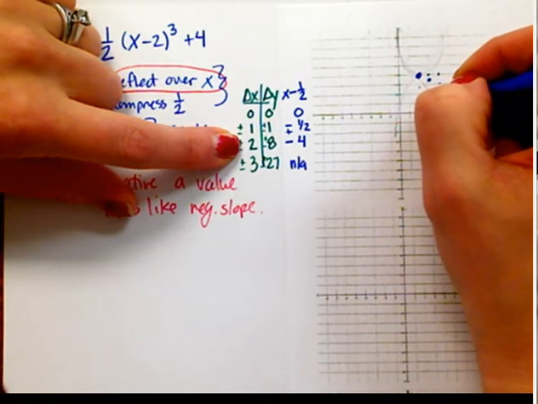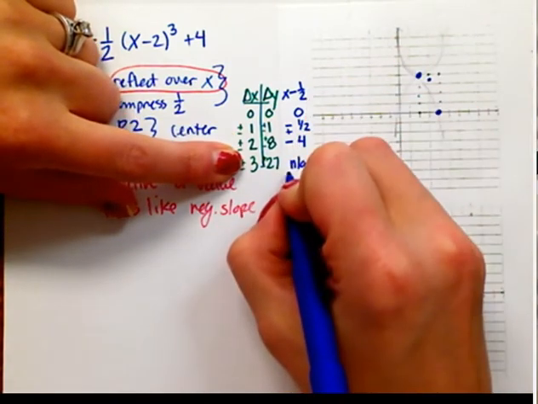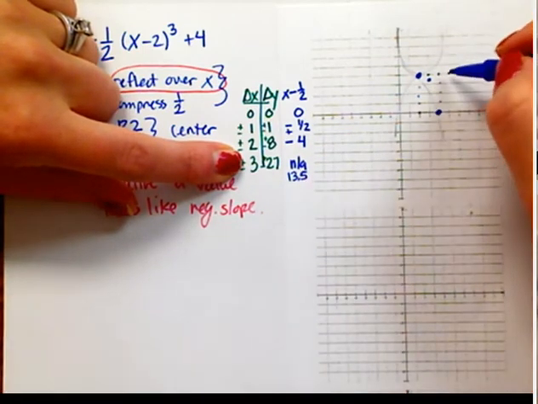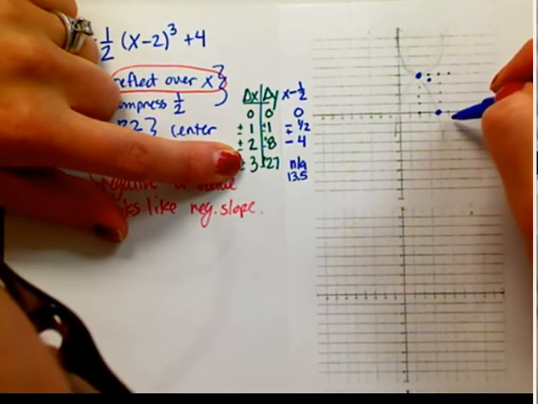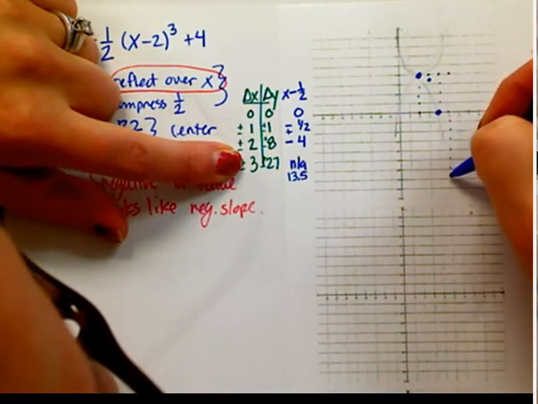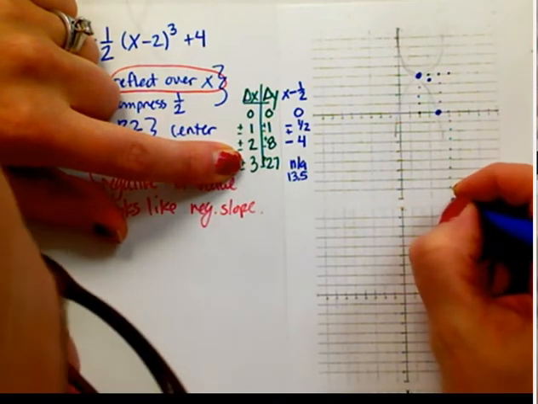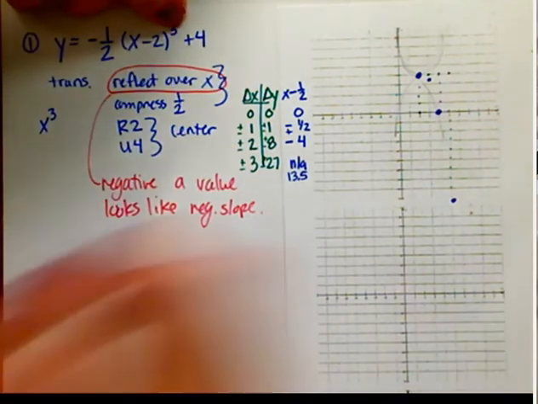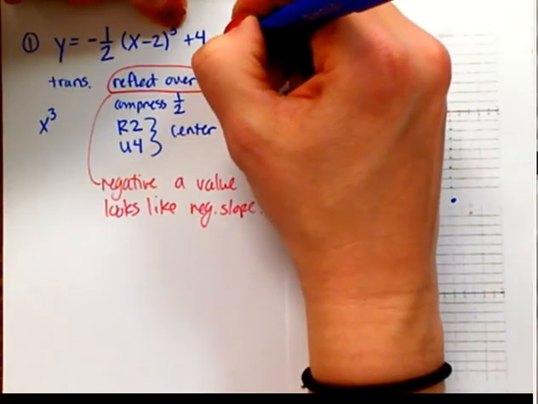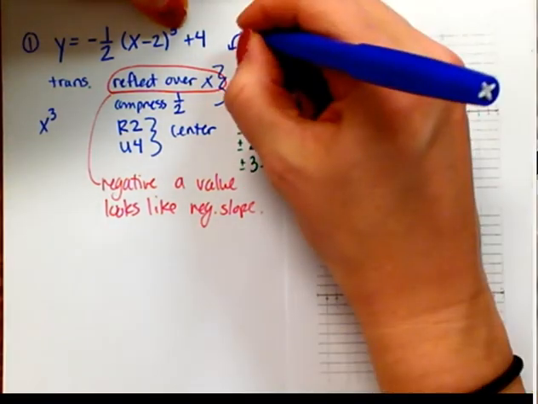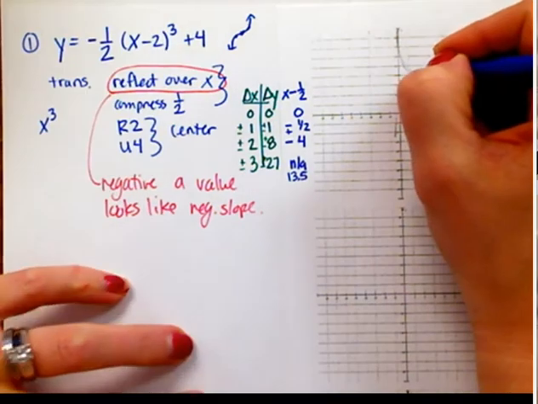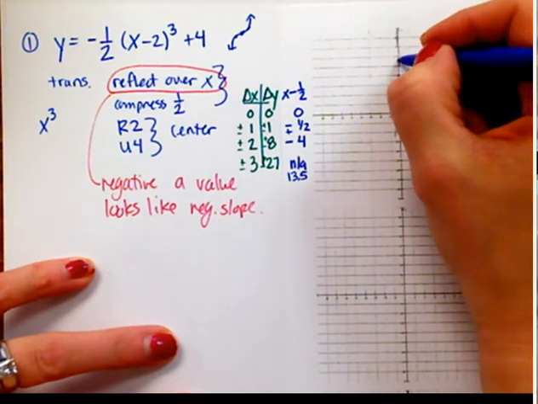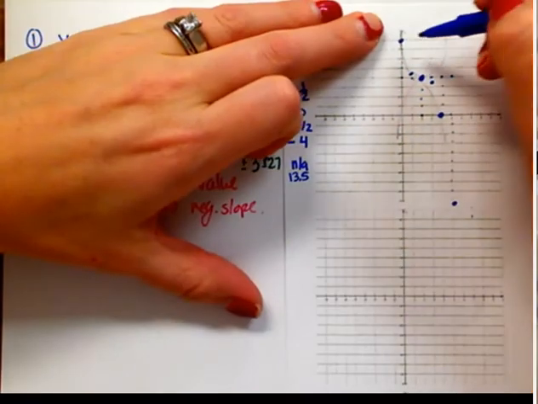Down 1, 2, 3, 4. Looks as though I could probably make this one fit. So that's going to be 13.5. Over 3, down 13.5. 4, 5, 6, 7, 8, 9, 10, 11, 12, 13, just barely. Okay, now I'm going to count the other direction. Now this is a cube parent, so this is the general shape that I'm transforming here. Over 1, up 1/2. Over 2, up 1, 2, 3, 4, and then connect.